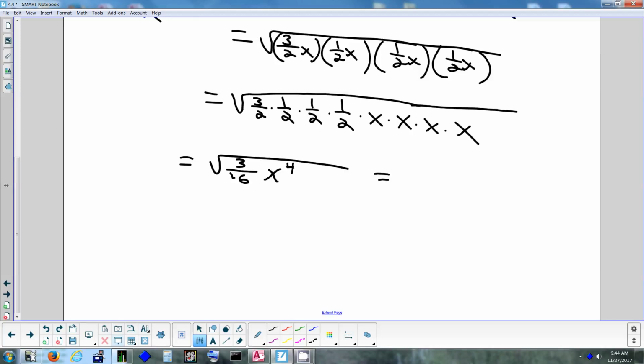So now we can simplify that even a little bit more by taking the square root of everything. Or what we can. Okay, some of it will simplify, some of it won't. So to take the square root of all that stuff, do all three things separately. Square root of 3 divided by square root of 16 times the square root of x to the fourth. Square root of 3, I can't really do much with that.